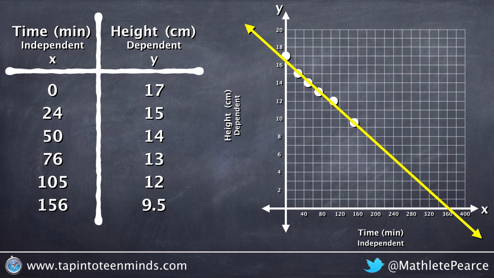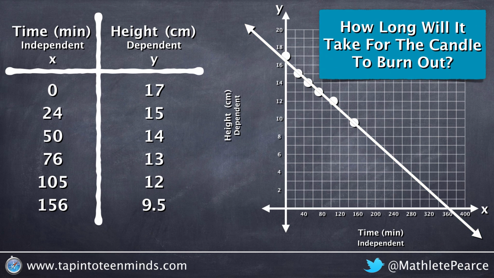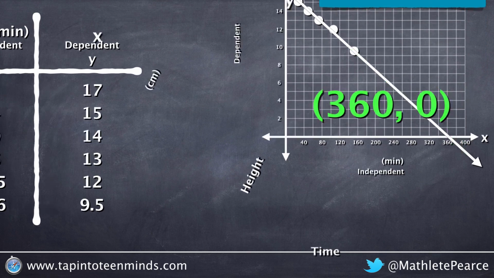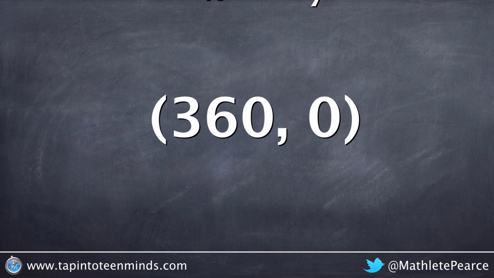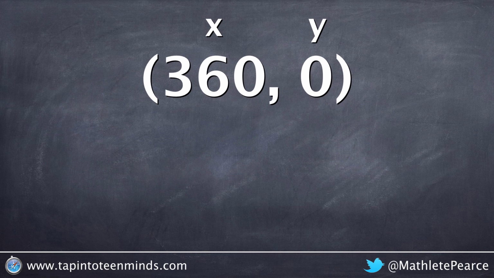Going back to our initial question, how long will it take for the candle to burn out, we're going to have to use the line of best fit to make this prediction. And we can see that it appears it will take approximately 360 minutes for the candle to reach a height of 0. Again, it's important to note that the 360, or the first value, represents the x value, and the second value, 0, represents the y value.